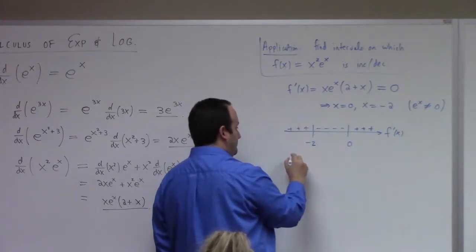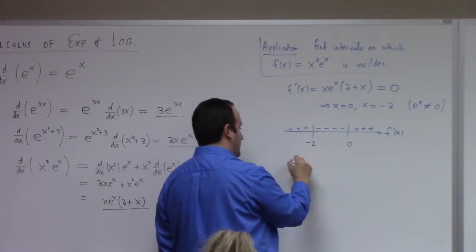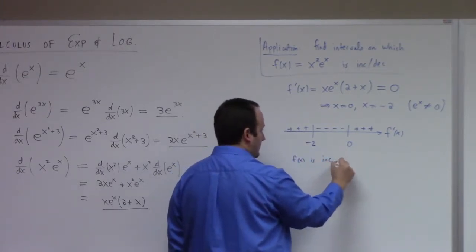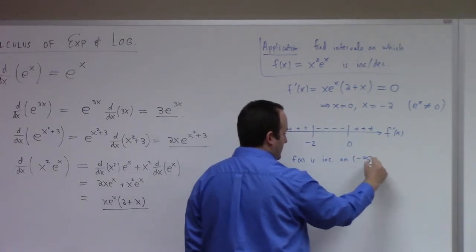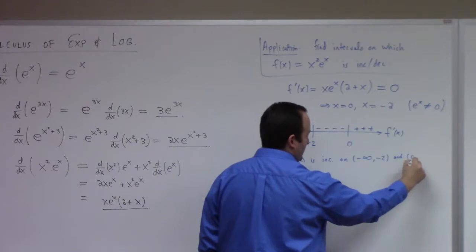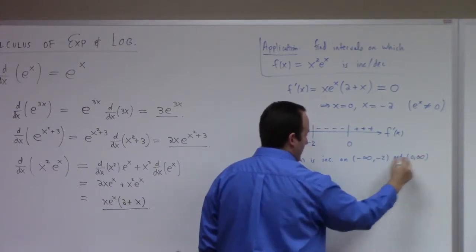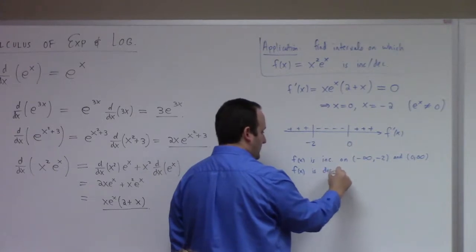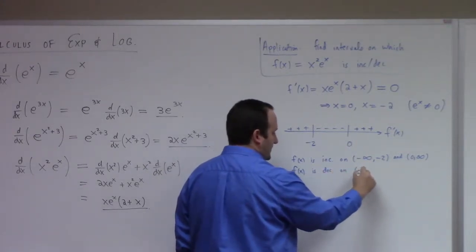So apparently, f of x is increasing on minus infinity to minus 2, and from 0 to infinity, right? And f of x is decreasing on minus 2 to 0.